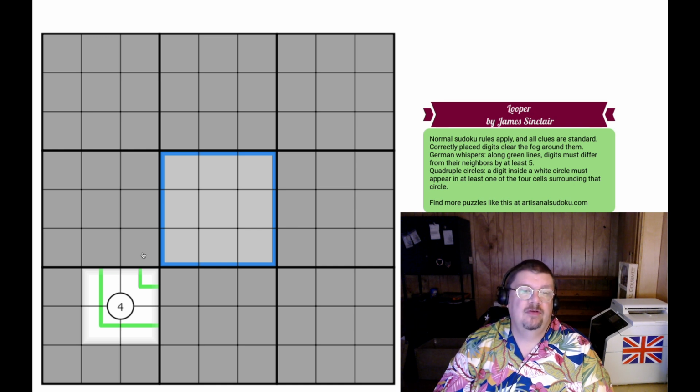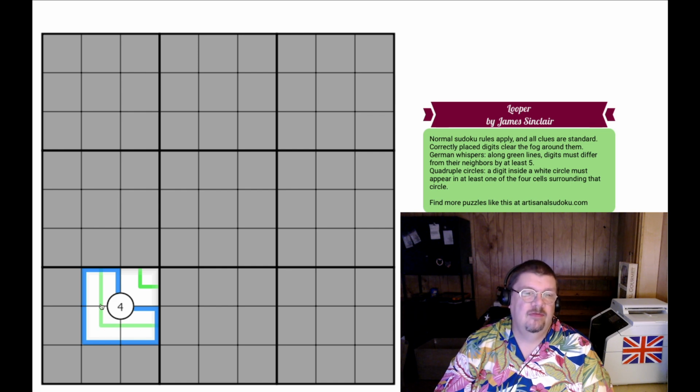Okay, German whispers. Along green lines, digits must differ from their neighbours by at least 5. So if this were a 3, for example, I'm not going to put one in because I don't want to accidentally clear fog, then this would have to be an 8 or a 9. And then quadruple circles: a digit inside a white circle must appear in at least one of the 4 cells surrounding that circle. So with this 4, there is going to be a 4 somewhere in here.